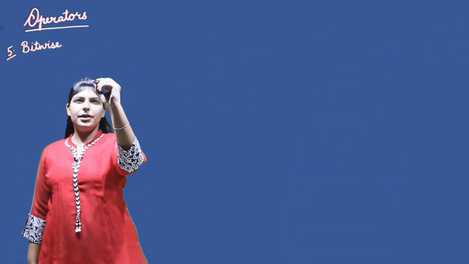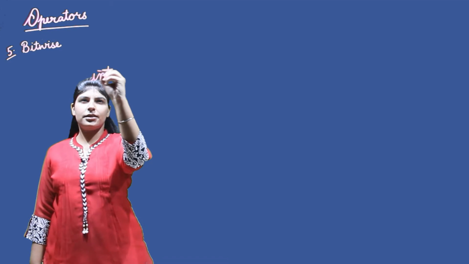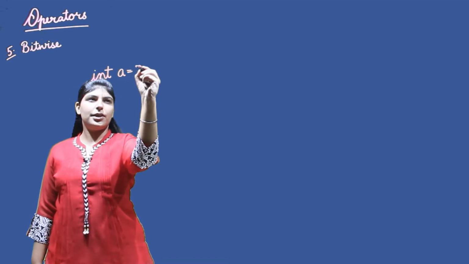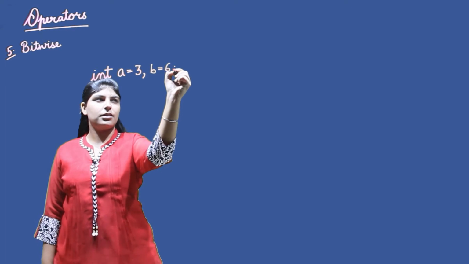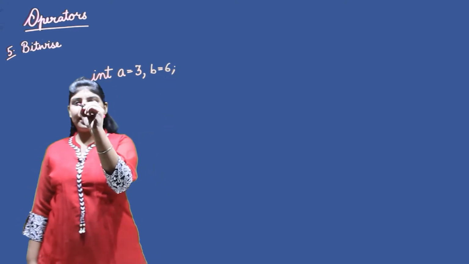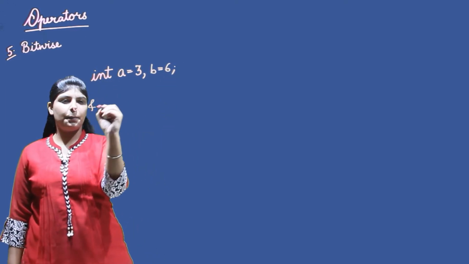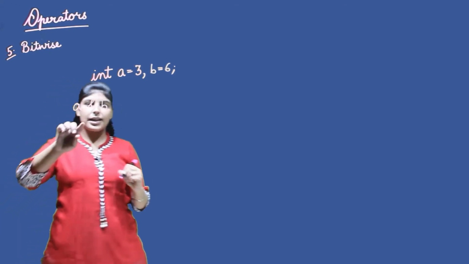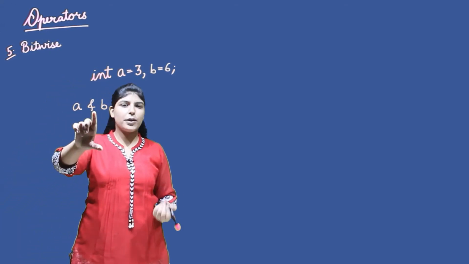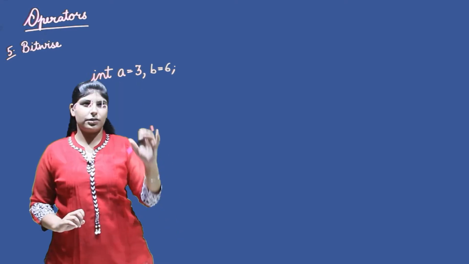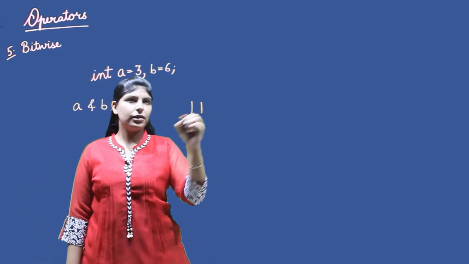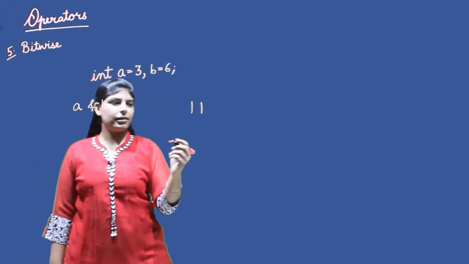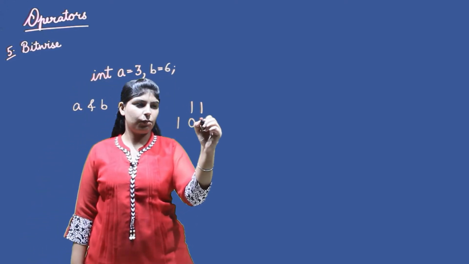Let's take an example. So I have int A = 3 and B = 6. Now if I had to do A & B, so this is a single ampersand, this means I have to do bitwise AND on A and B. So if I write 3 in binary, I can write it as 1 1. If I want to write 6 in binary, I can write it as 1 1 0.